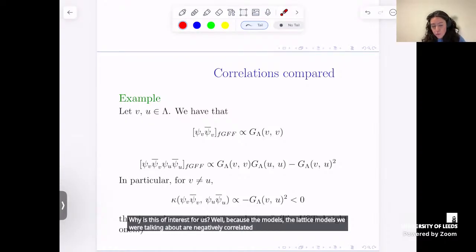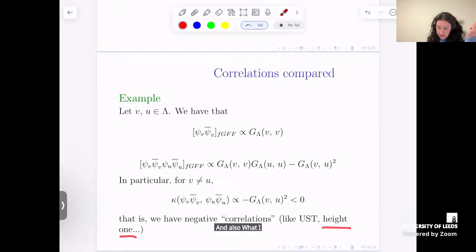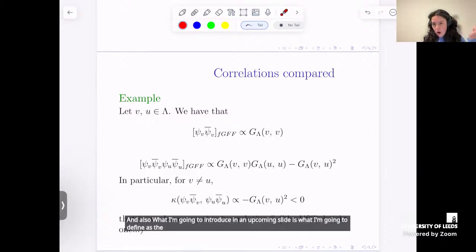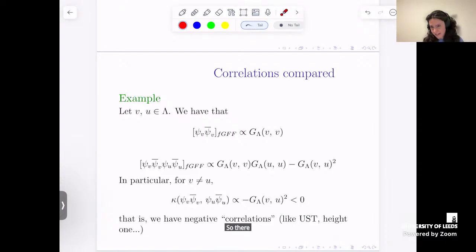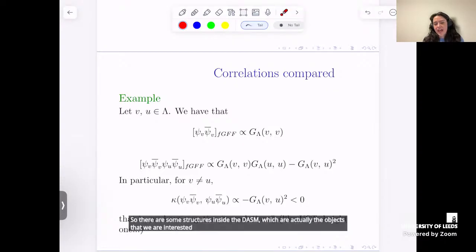So I won't prove this, but you can, for example, prove that the edge probabilities of the UST are negatively correlated. And also, what I'm going to introduce in an upcoming slide is what I'm going to define as the height one field of the ASM. So there are some structures inside the ASM, which are actually the objects we are interested in, that have negative correlations.